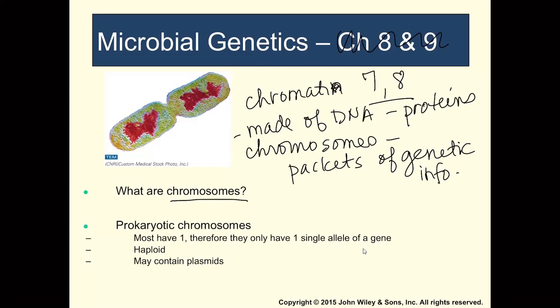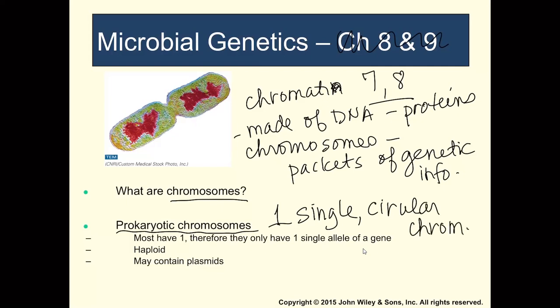Prokaryotic chromosomes, okay, so bacteria, most of them only have one single circular chromosome. Okay, so one. So if you think about us, okay, we have 23 pairs, right? So we have 23 times 2, that means we have 46 chromosomes. Bacteria typically have one. Okay, so big, big, big difference.